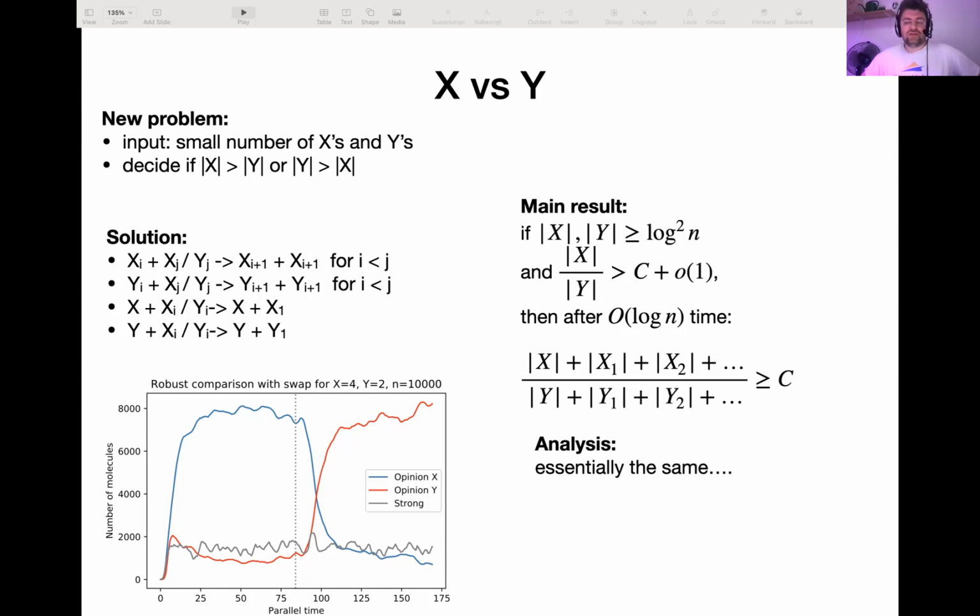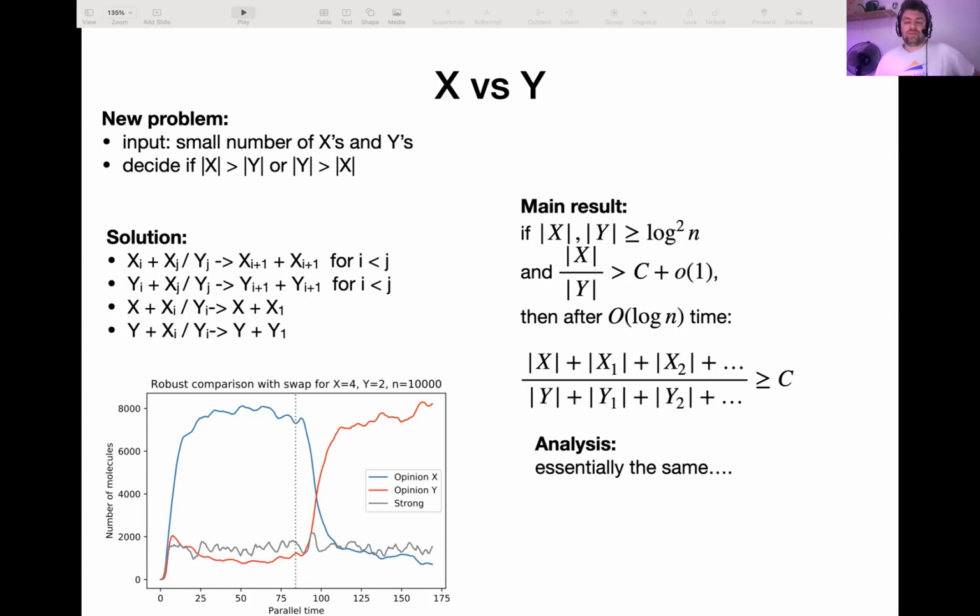And essentially, the solution we propose is inspired by the robust detection solution. And here we just say that the agents still have the counts, which is the distance from the source of the rumor, but they also remember the opinion, X or Y, of the agent that gave them the rumor. So they know the distance from the rumor and the type of the opinion they got.